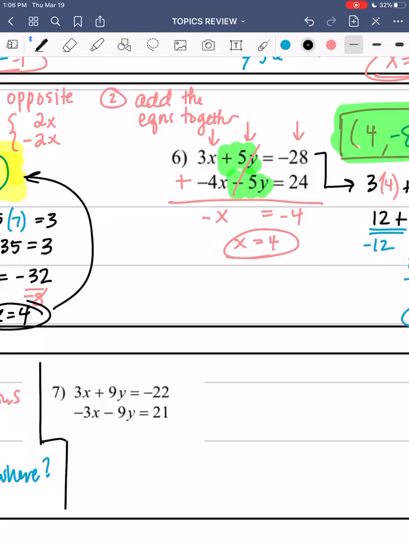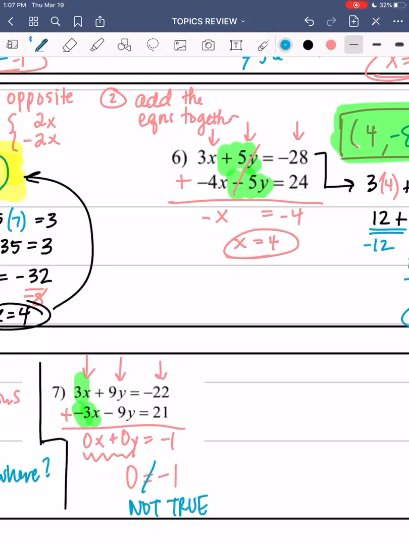I like elimination, so I'm going to use elimination on this. And I see that we have a positive 3x and negative 3x. So we're ready to add. Okay. So 3x plus negative 3x, that's 0 x's. Oh wait, plus 9y minus 9y, that's 0 y's also. Okay, negative 22 plus 21 is negative 1. So over here I have 0 x's and 0 y's. That's just nothing. And I'm saying that's equal to negative 1? Well, that's not true. So if something like that happens and ends up being not true, that means no solution. These are actually parallel lines that never touch.